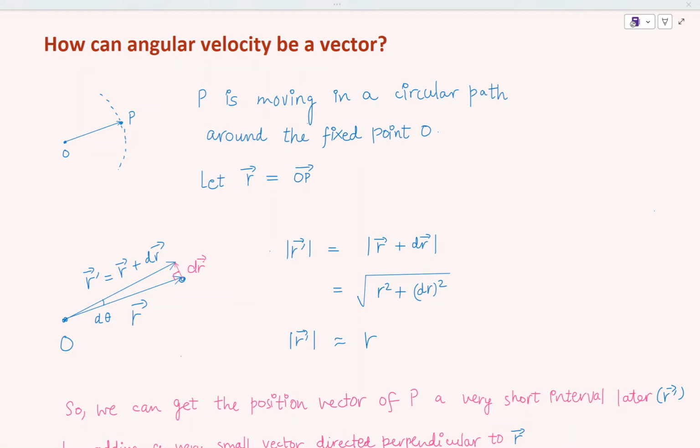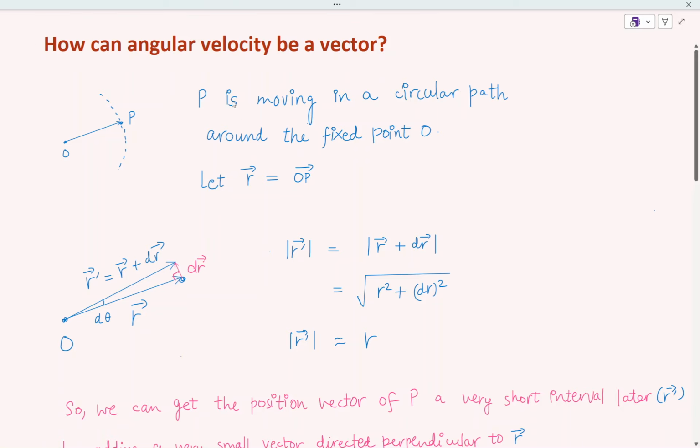Hello everyone. So today we are going to learn about a very interesting question related to rotation. How can angular velocity be a vector? In other words, why does angular velocity need to be a vector? Right? What is the great use of it being a vector?